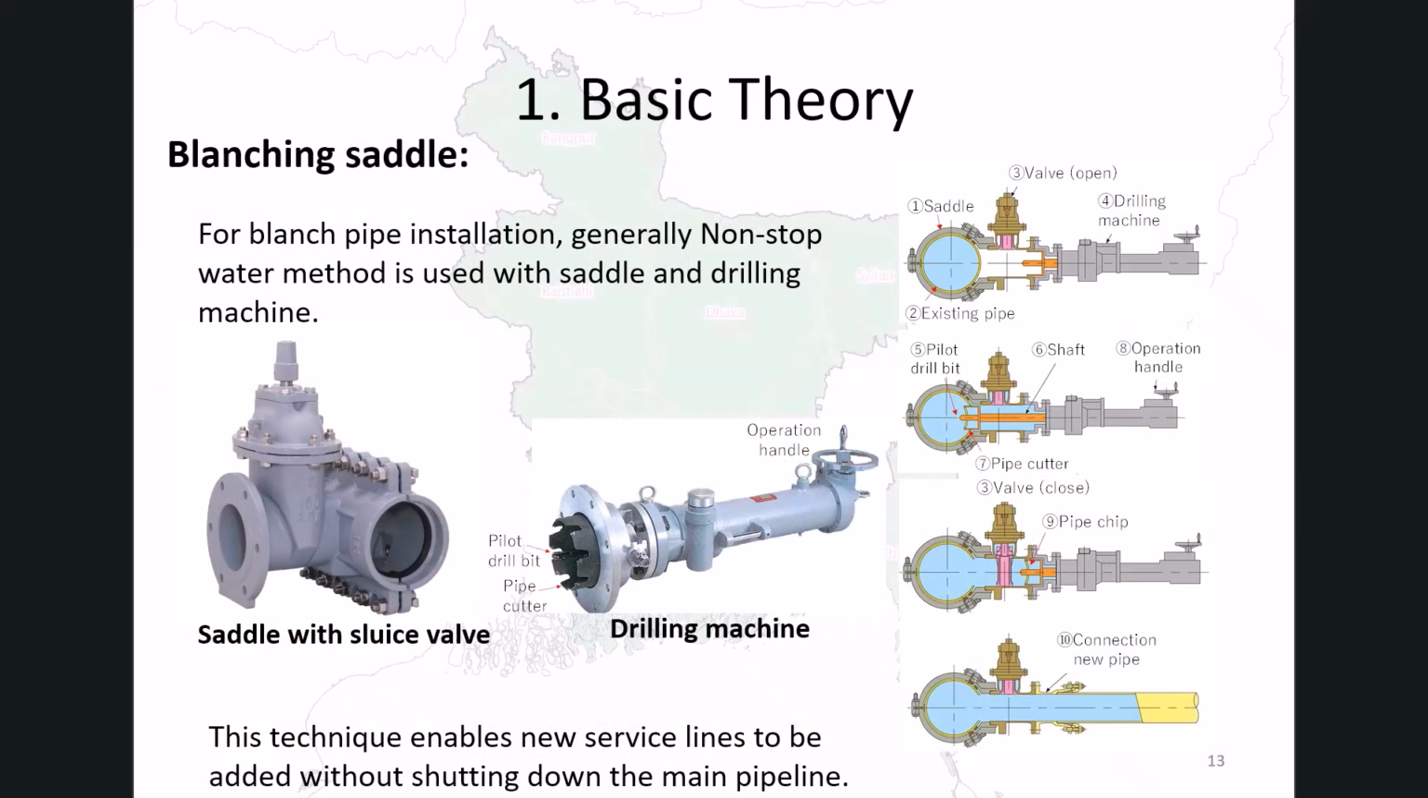A branch connection can be made without stopping water supply by installing a saddle and drilling machine onto the existing pressurized pipe. It is intended to minimize the impact on residents' daily lives and business activities. This method is useful in urban areas where shutdowns are difficult. However, proper sealing materials must be used to prevent leakage after branching.